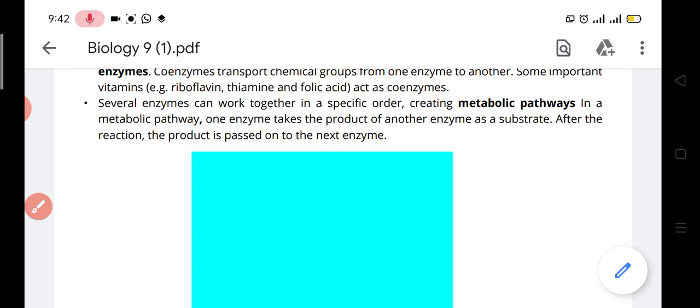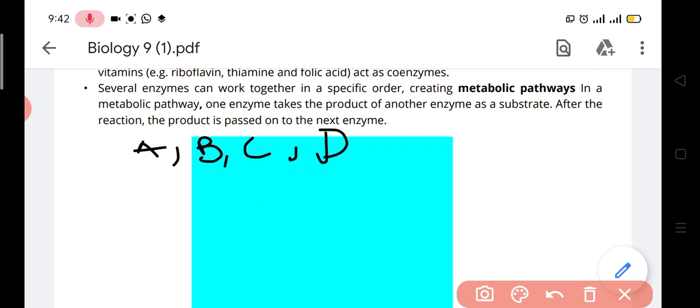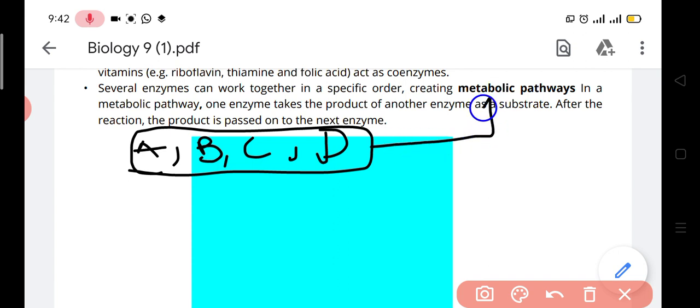There are many enzymes. Let's suppose there are enzymes like A, B, C, D. Now these enzymes are working in a series. They all work together to produce the final product, and that is known as the metabolic pathway, where many enzymes are involved. The metabolic pathway is the best example expressing that several enzymes can work together.